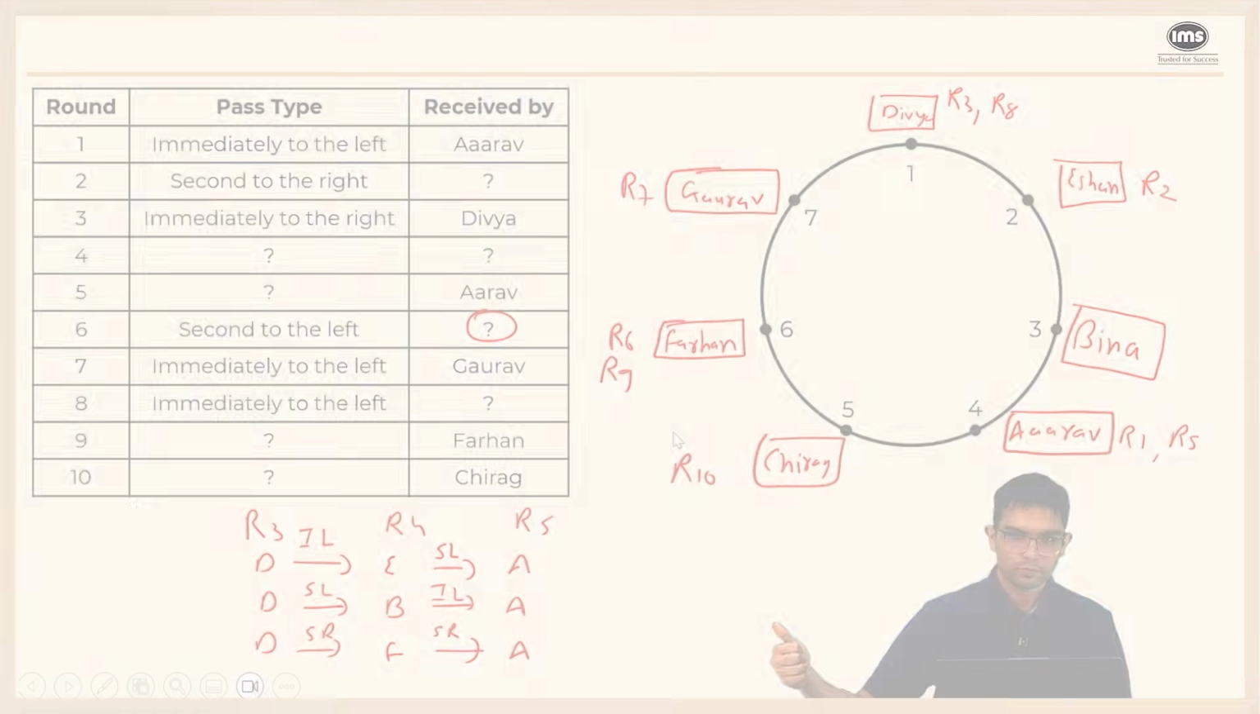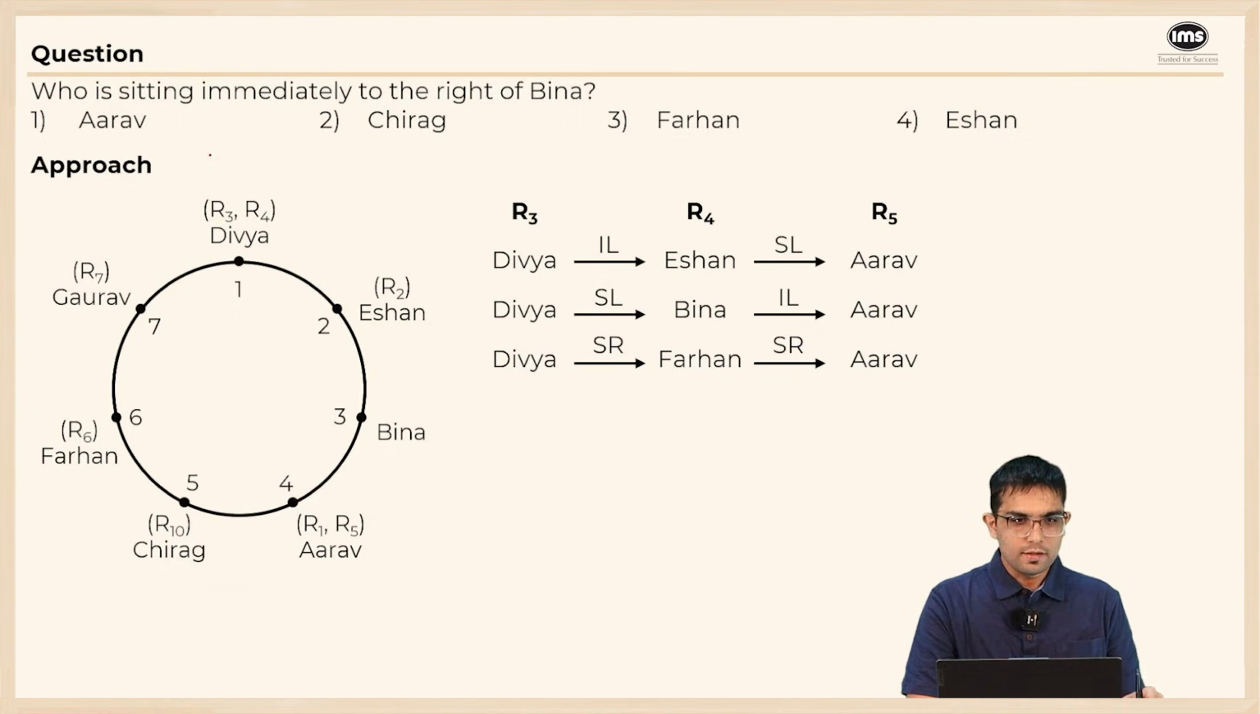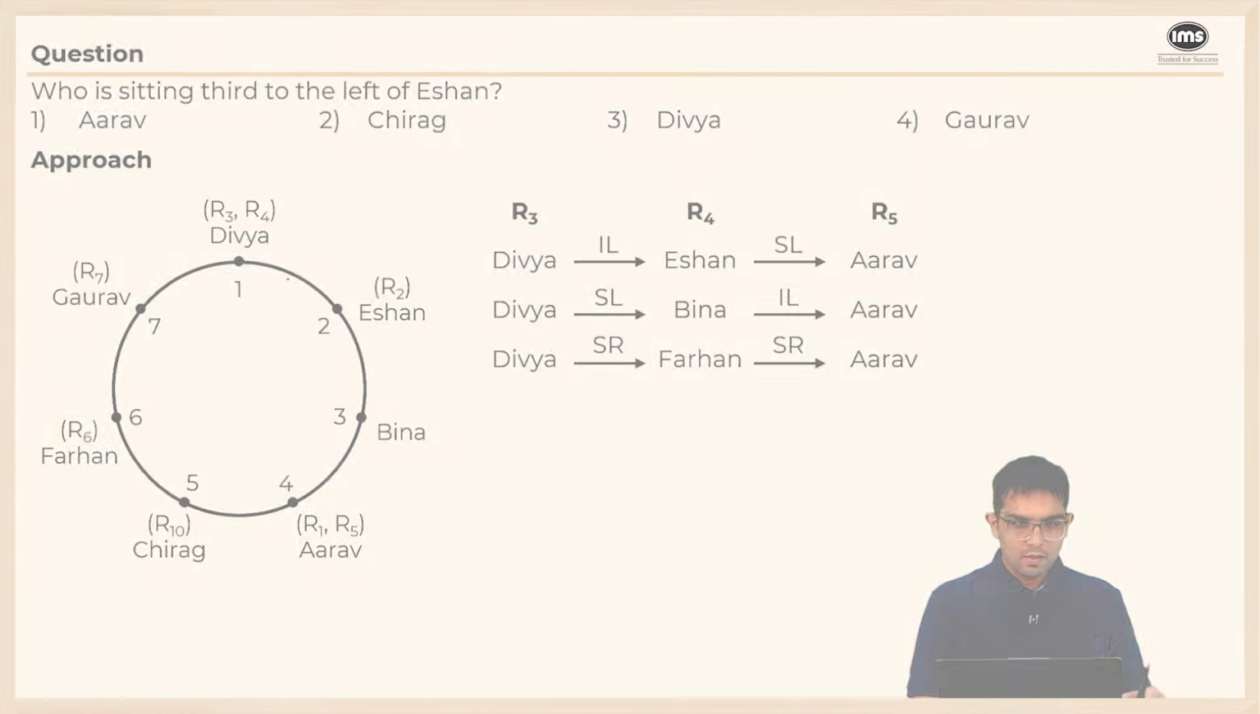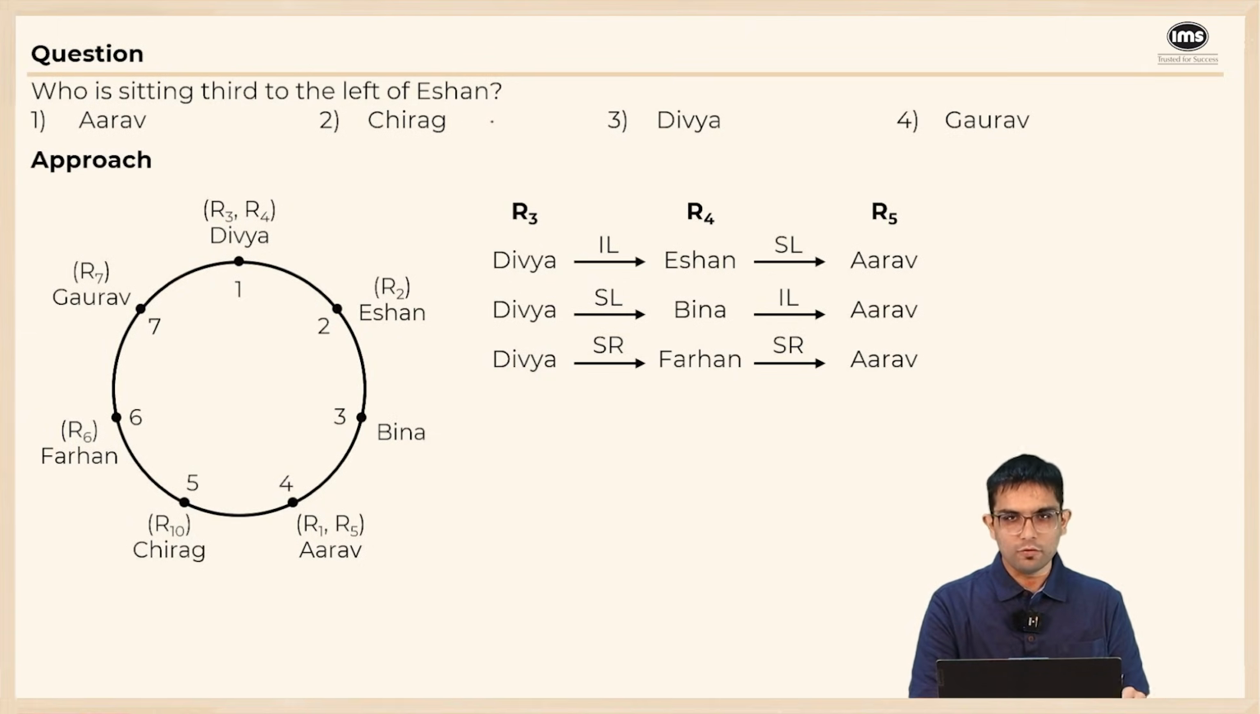Let's start now. If we see the first question, it says who's sitting immediately to the right of Beena. Now Beena is at seat number 3. The immediate right will be seat number 2. So Ishan is the correct answer. So option 4, Ishan, is the correct answer. The next question says who's sitting third to the left of Ishan.